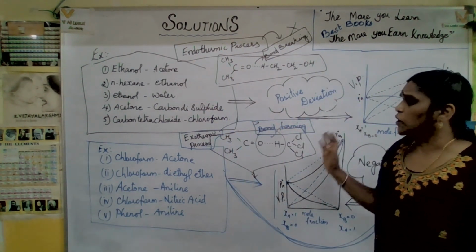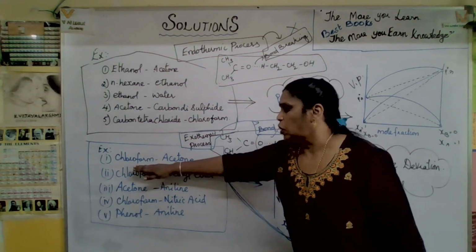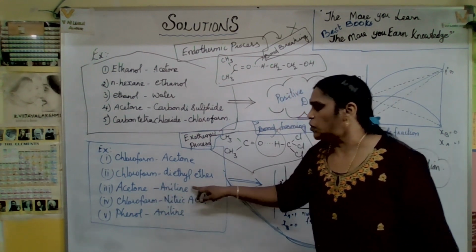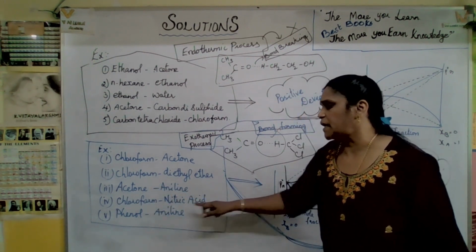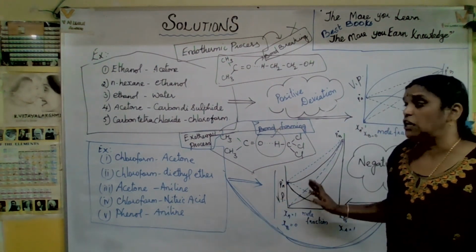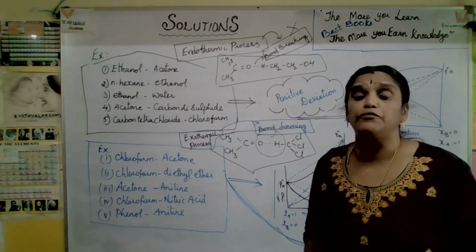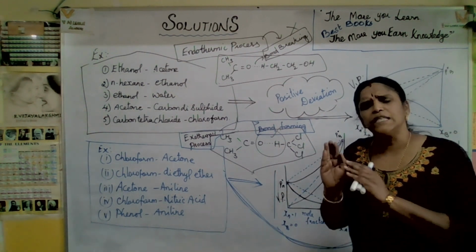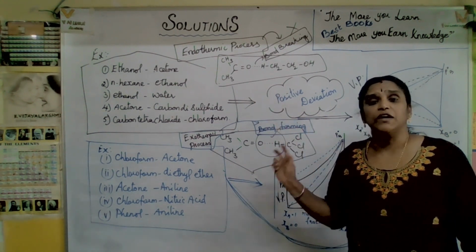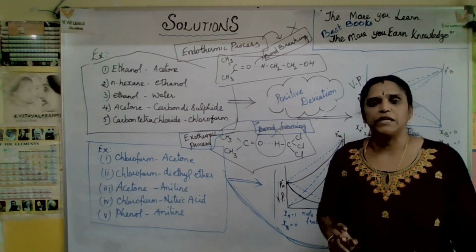Now, as we are talking about negative deviation, what are the examples of negative deviation? Chloroform and acetone, chloroform and diethyl ether, acetone and aniline, chloroform and nitric acid, phenol and aniline. These all belong to negative deviation. Please note down and take a screenshot, because it will be helpful for you. In the exam, the examples of positive deviation and negative deviation always appear as choose-the-correct-answer questions.